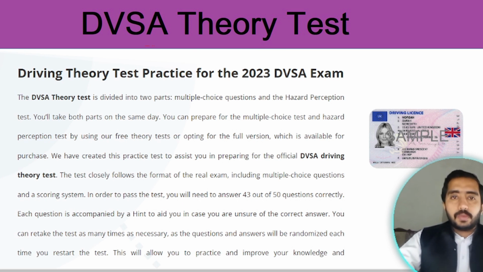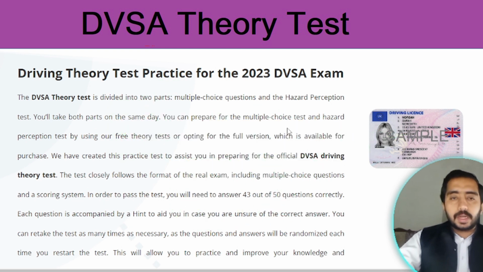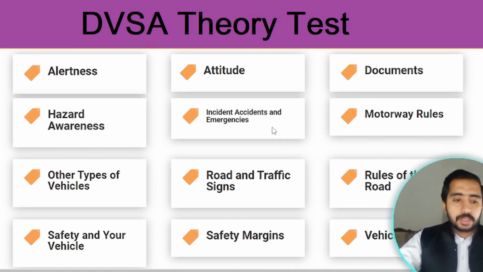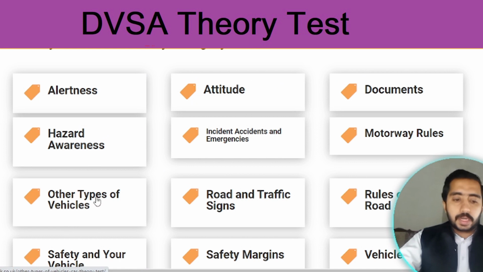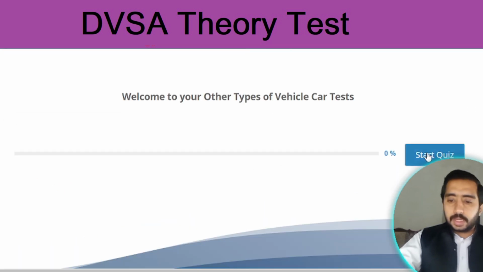As you know, in our last video we covered some categories and our next category is other types of vehicles. So currently I am on this car test page, and here at the bottom of this page you can see that the other types of vehicles category is showing. I just need to click on this and this will start the questions related to this category.